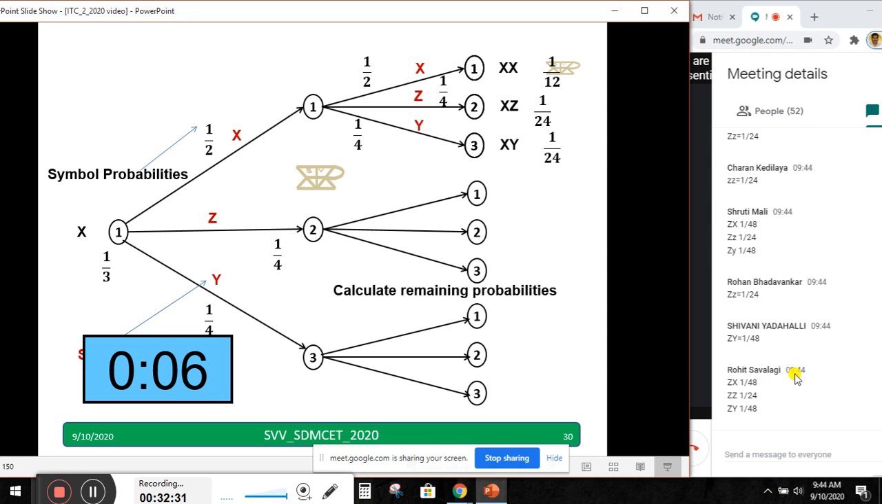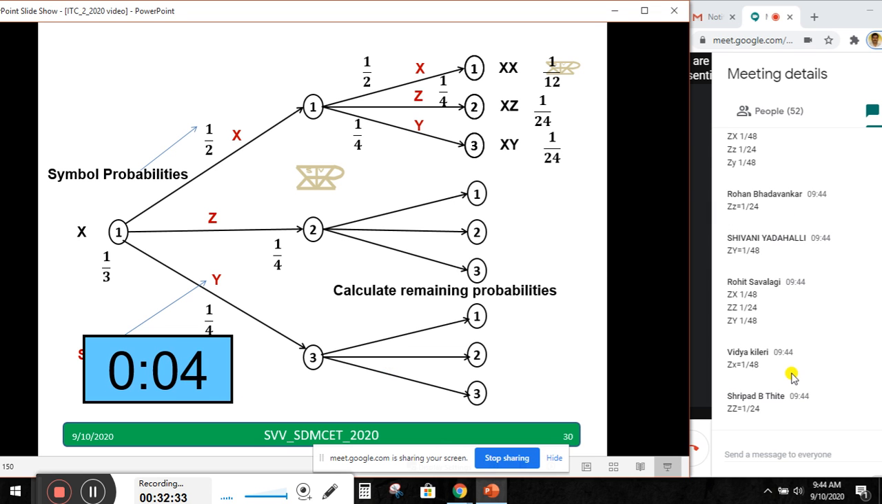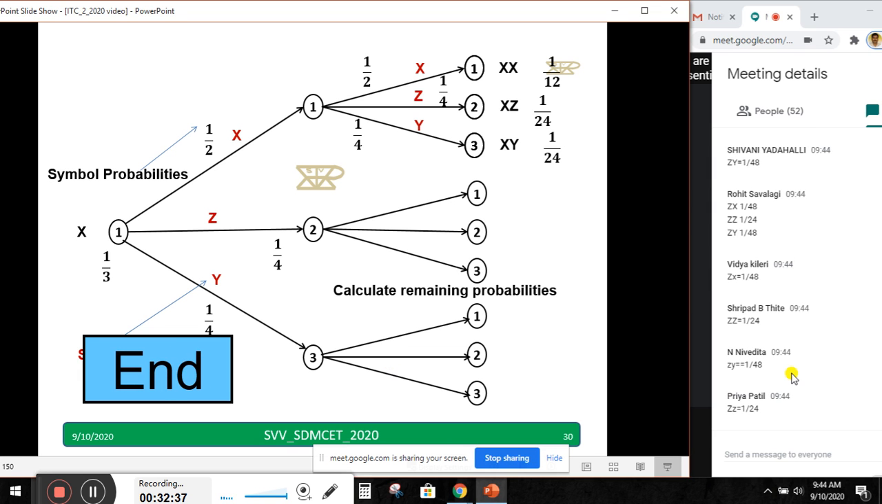Rohit has typed all 1 by 48. ZZ is 1 by 24. ZY is 1 by 48. Vidya, ZX is 1 by 48. ZZ is 1 by 24. Many are saying ZZ 1 by 24. YX 1 by 48. ZZ 1 by 24. Most of the students are telling. It may be correct. YY also 1 by 24. Rahul is typing.